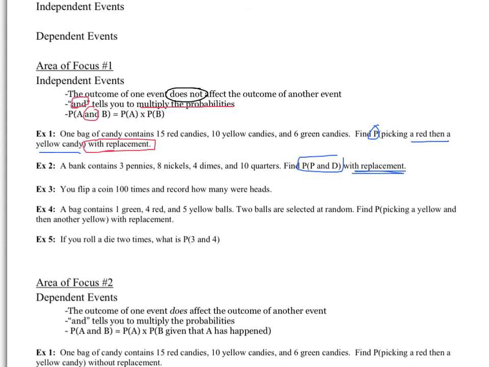The next one, we have, again, yellow balls in a bag. 2 balls are randomly picked. What's the probability of picking a yellow and another yellow with replacement is the key there. And last, if you roll a die 2 times, what's the probability of getting a 3 and a 4? So basically a 3 on the first roll, a 4 on the next. One roll of the dice is independent of the other.